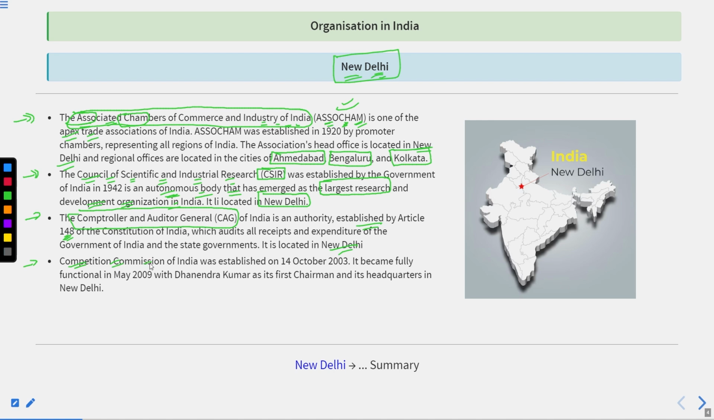Then we have the Competition Commission of India, CCI. Remember, the CCI was established on 14th October 2003. It is not written down here, but let me tell you, the CCI was actually established by the Competition Commission Act of 2002. And if I mention an Act, it means it has its own act, so it is a statutory body. It became fully functional in May 2009 with Dhanendra Kumar as the first chairman of this organization, and the headquarters are at New Delhi. So we could say the Competition Commission Act got passed in 2002, the body was established in 2003 and became fully functional in May 2009.